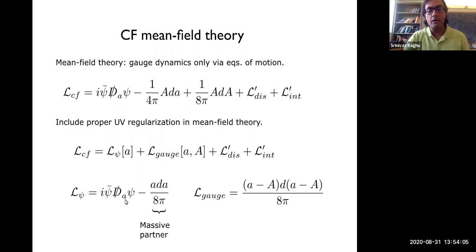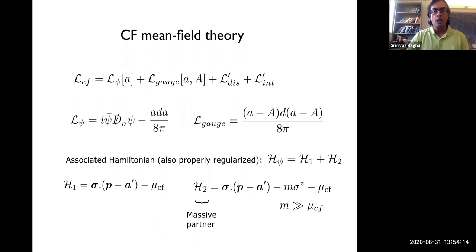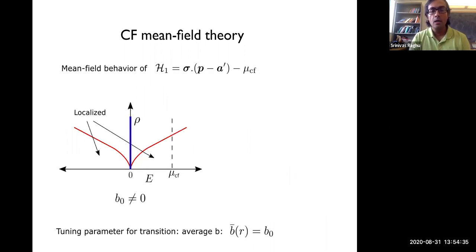Okay, so this can be thought of as now a lattice model for a Dirac fermion coupled to a fluctuating vector potential, with this being the massive partner. Now, associated with this Lagrangian will be a mean field Hamiltonian, which consists of 2 flavors. There'll be a light flavor that generates this term here, and a heavy flavor with some mass m, which generates this term. And the mass m will be far greater than the chemical potential that both flavors are subjected to. Okay. So in the mean field theory, to get the phase diagram, we're going to ignore gauge fluctuations, and the tuning parameter for the transition will be some average magnetic field.